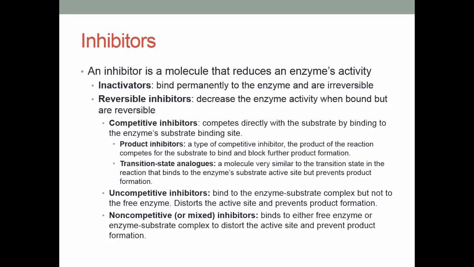Simply put, an inhibitor is a molecule that reduces an enzyme's activity either by reducing its affinity for its substrate or by reducing the rate at which it makes product, and sometimes an inhibitor can do both. There are two main classes of inhibitors. Inactivators bind permanently to the enzyme and are irreversible. These are usually used by the cell to trigger degradation of the enzyme, as well as a means to control and possibly shut down a specific metabolic pathway.